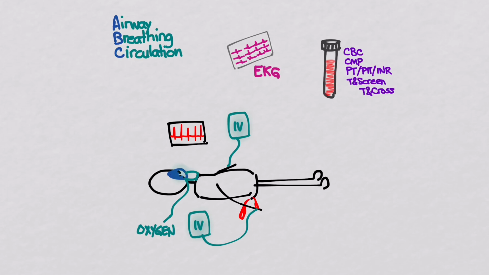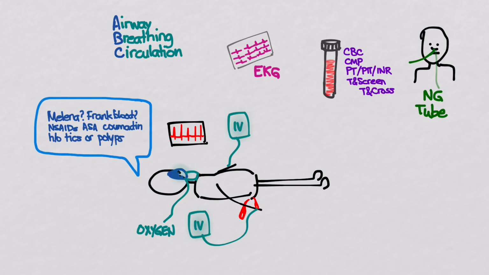And you're going to get a bunch of blood tests, notably a CBC, CMP, coags, and a type and screen or type and cross, depending how badly this person's bleeding and how likely you think they're going to need transfusion. And you may want to consider an NG tube, as we talked about in the upper GI video. There might be an upper GI source, and this will help you in that case.